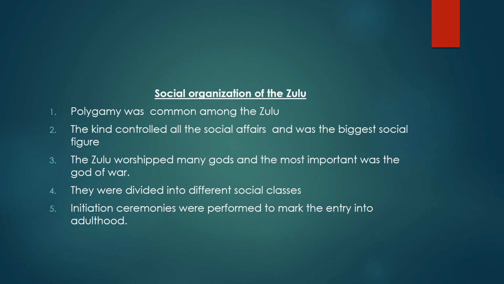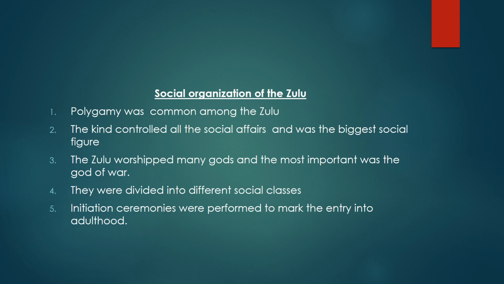Social organization of the Zulu. Number 1, polygamy was common among the Zulu. Number 2, the king controlled all the social affairs and was the biggest social figure. Number 3, the Zulu worshipped many gods, and the most important was the god of war. Number 4, they were subdivided into different social classes.